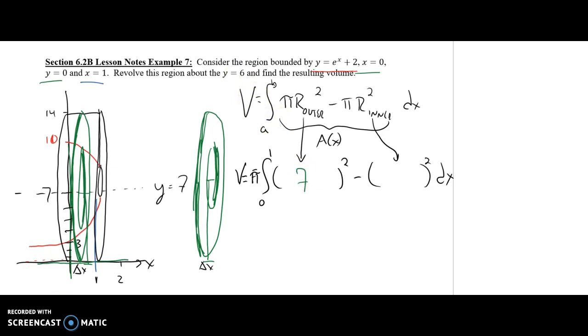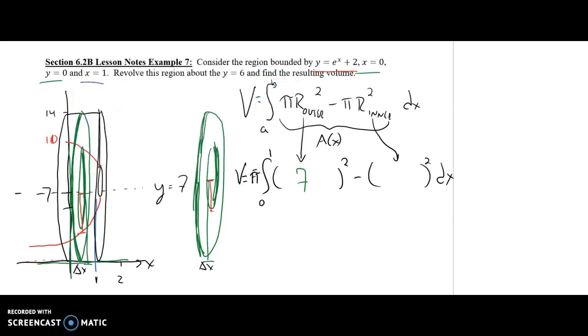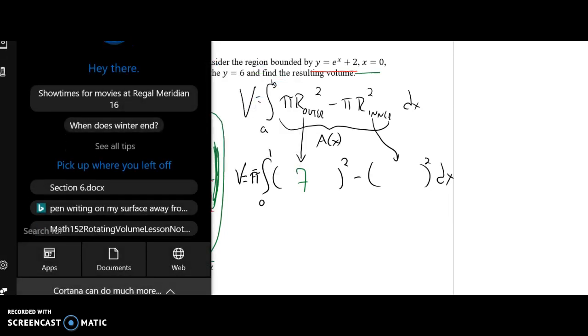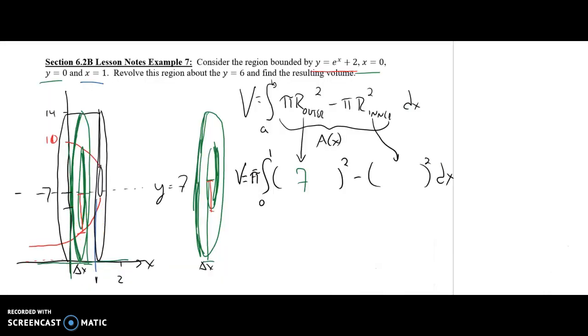Now my inside radius is a little bit trickier. My inside radius is right here, and it depends upon this red function. So I'm going to try and use yet another color here. Let's use orange. This height right here is, remember, my y height. And that y happens to be equal to e to the x plus 2.